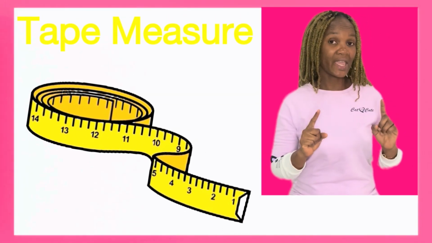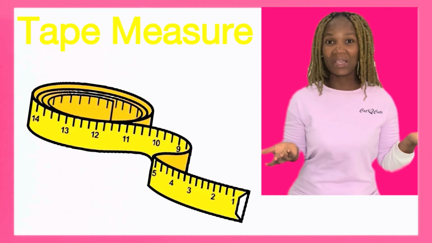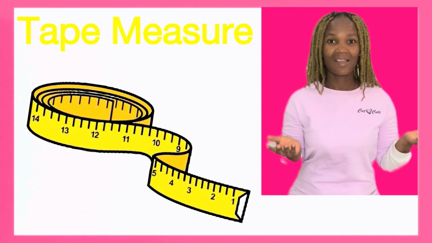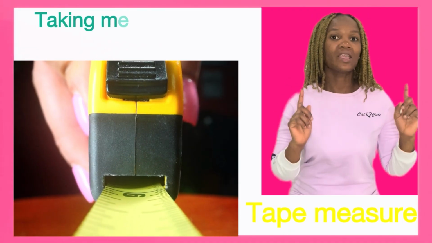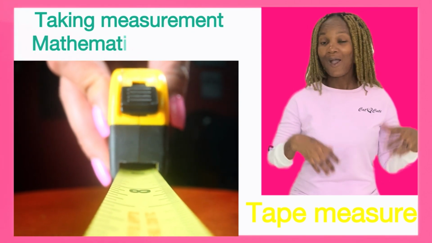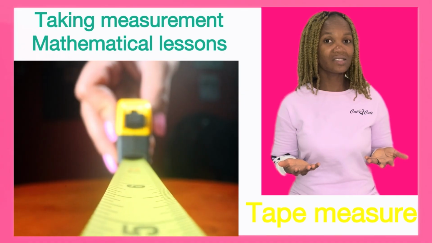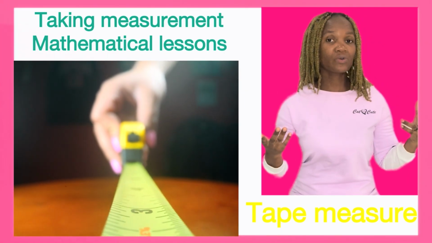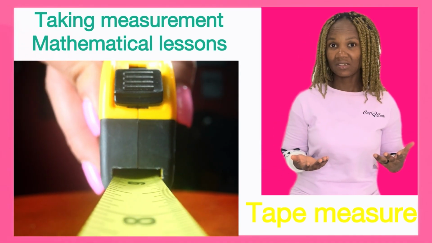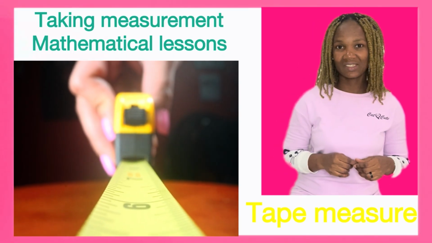Tape measure. What do we use a tape measure for, kids? We use a tape measure to measure objects in our classroom. Also, during our mathematical lessons, tape measures are very important to take different forms of measurement. Let's move on to our next object.